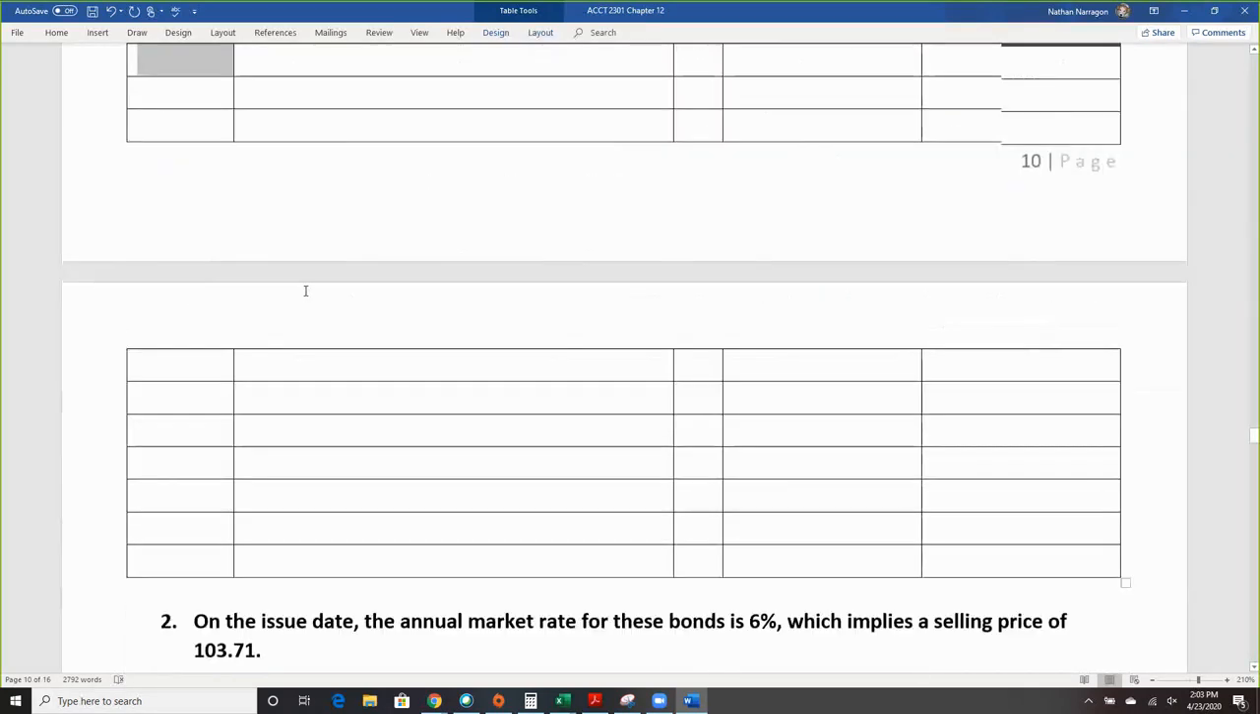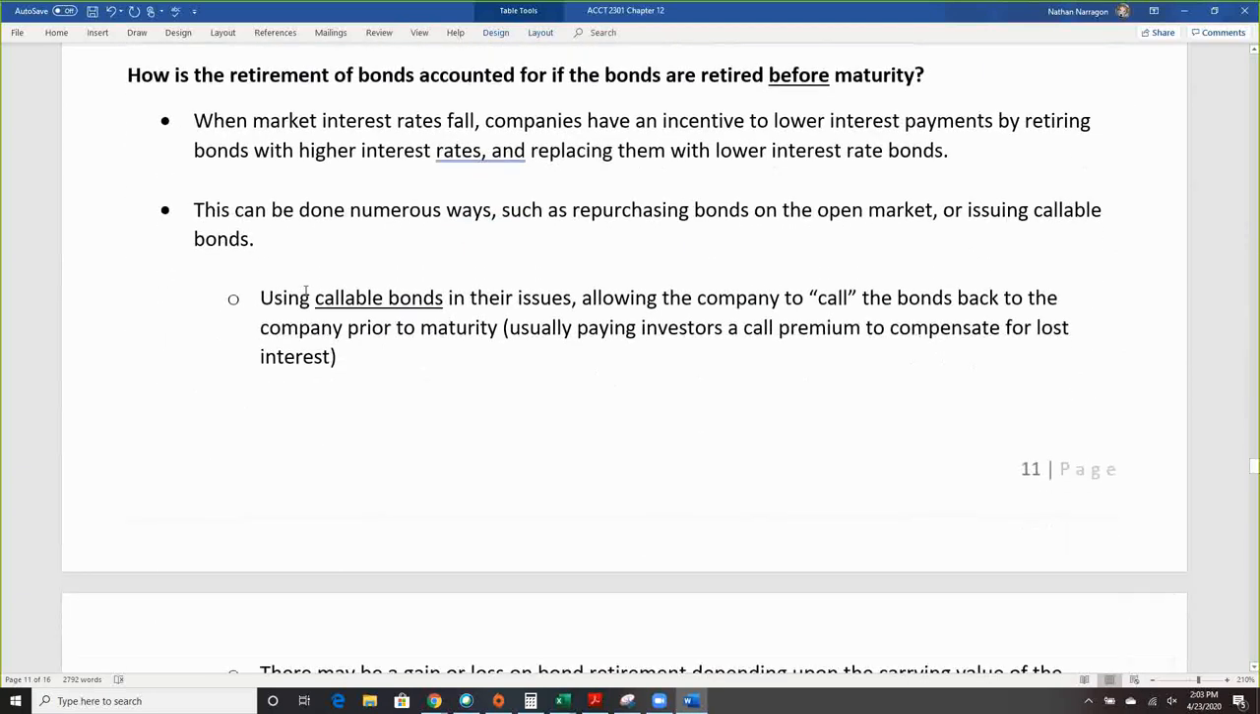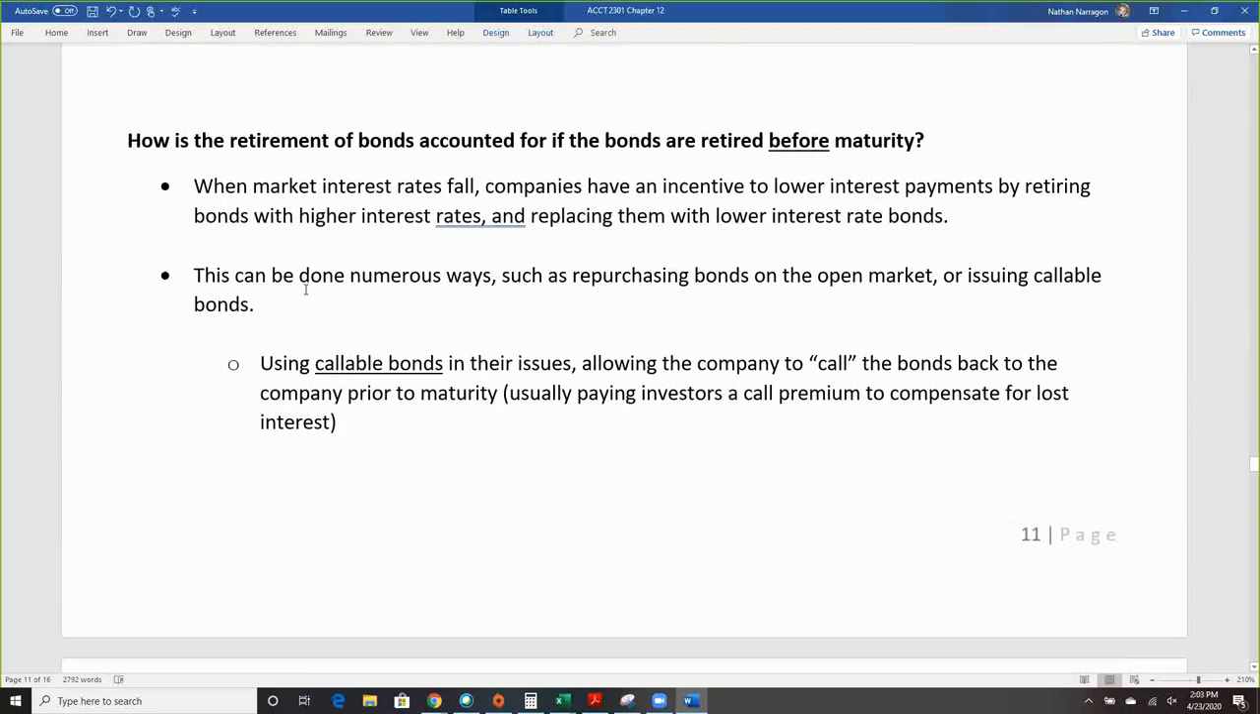So, in a perfect world, bonds will always make it to maturity. They will always reach retirement. That's what we call retirement of a bond. But this is an imperfect world, and some bonds actually retire before maturity. These bonds have a special name. They're called callable bonds.